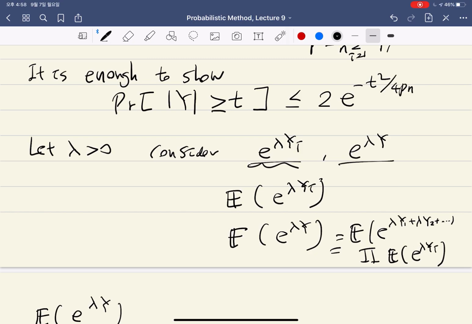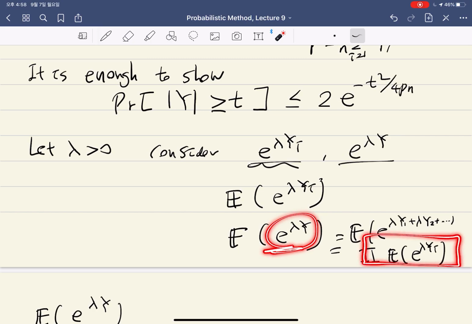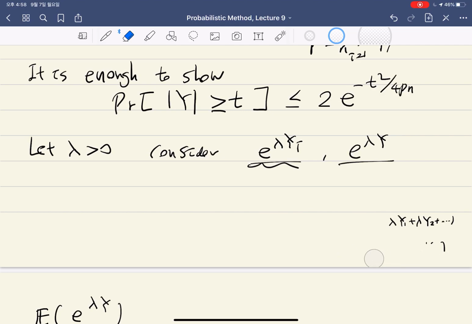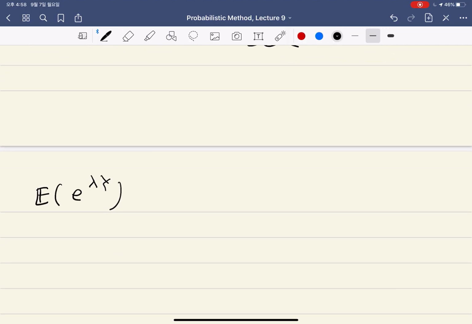So if we somehow bound each one of them, intuitively this makes it easier to transform the bound on each one into a bound on the entire random variable in a multiplicative way. So you get a better probability estimate. That's the intuition of why we consider the exponential of the random variable.